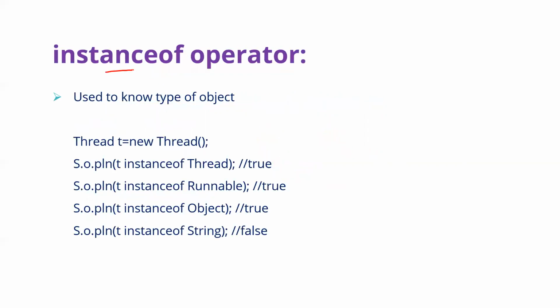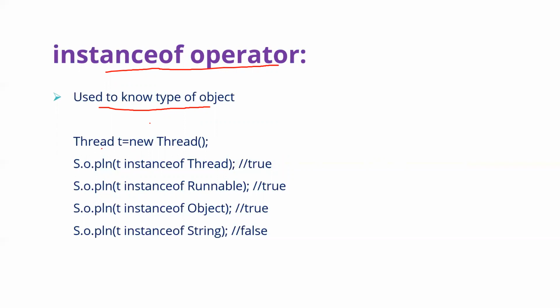The instanceof operator. It is used to check which class an object belongs to, right? It is used to know the type of the object. This is very useful when we have thousands of lines of code. If you have a large amount of code, then we can't directly say which class this object belongs to. In that case, we need to apply the instanceof operator so that we can know the type of the object.